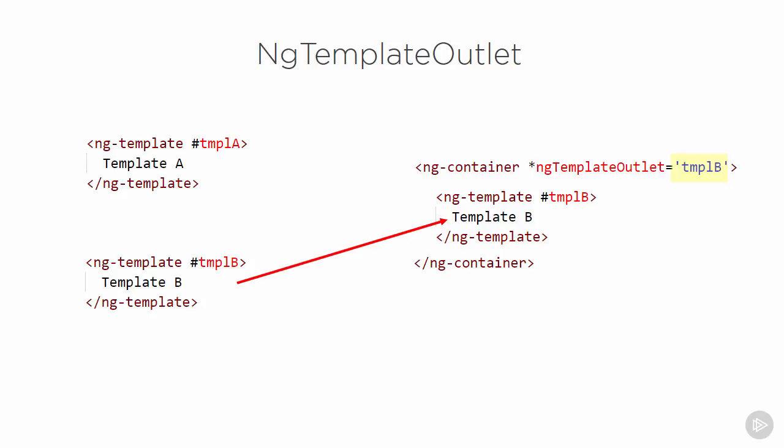There's only a few situations where you hard code the value for ngTemplateOutlet like this. More often it's determined dynamically. Let's look at a use case for ngTemplateOutlet that provides value and ultimately gets to the point where we're dynamically determining which template to display.